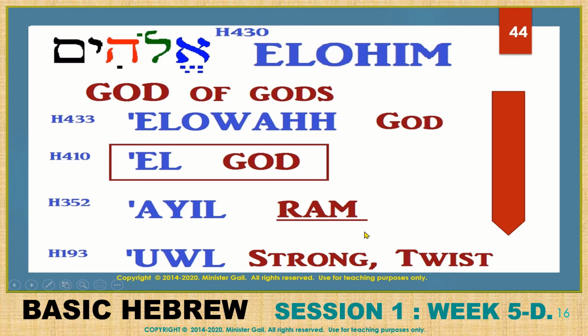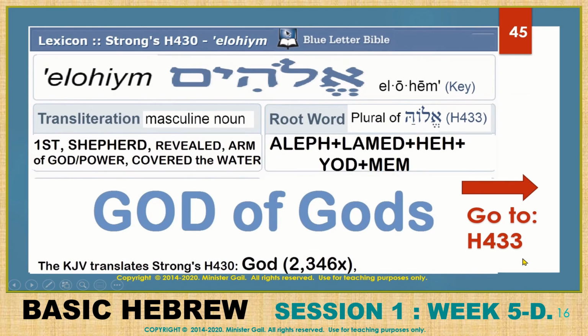God, ram, strong, and twist. So Elohim, the God of gods. Apostrophe, here's your word written out. E, L, O, there's the dot above, H, I, M. Remember the I is pronounced like an E. Elohim. But it's not the root word. Let's see what the root word is.